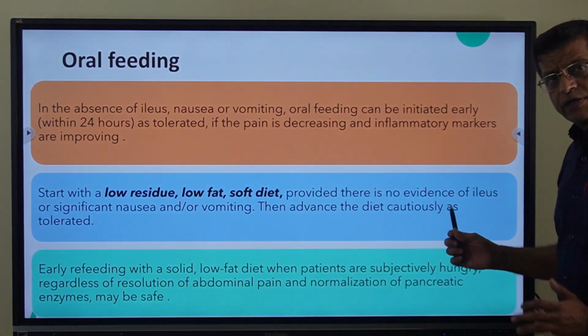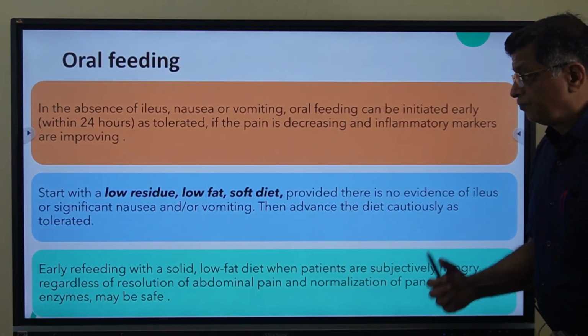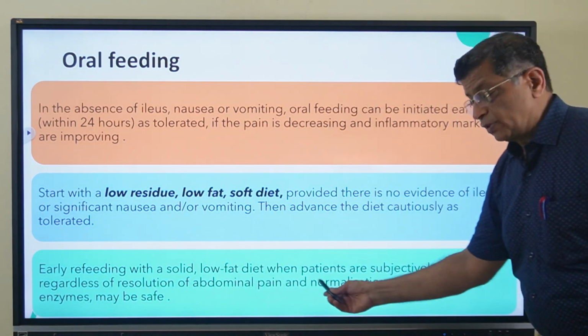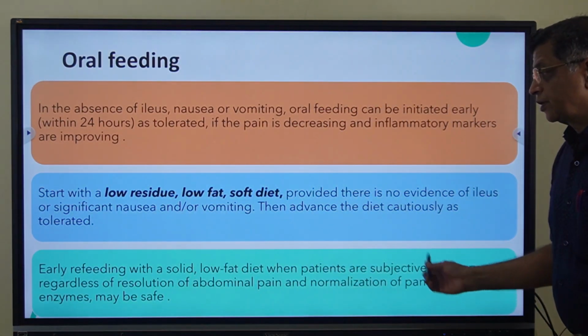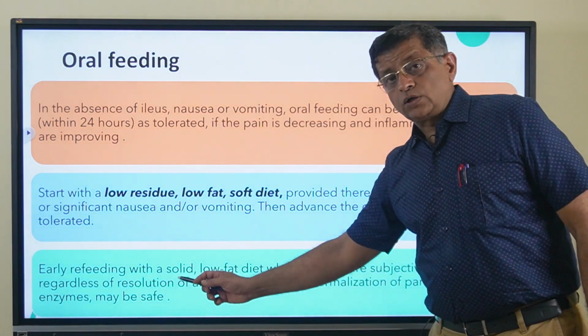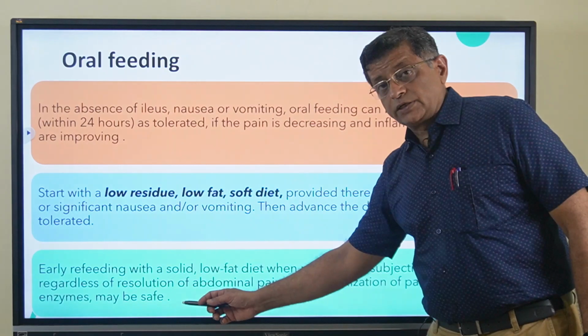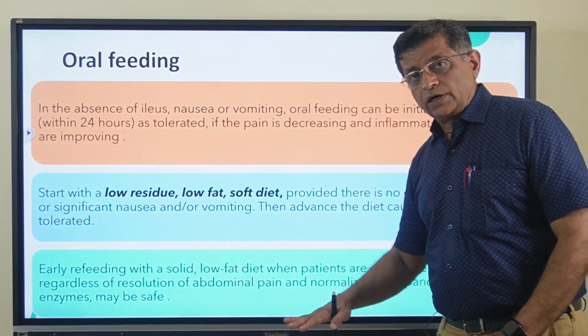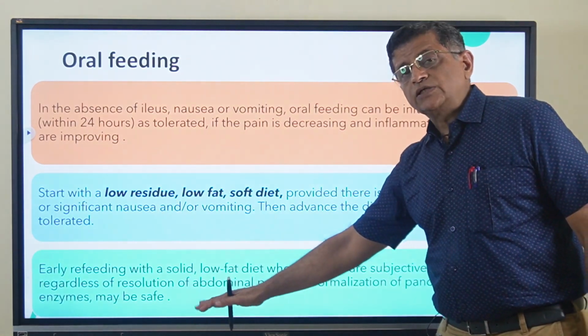Early refeeding with solid low fat diet when the patients are subjectively hungry. There are patients with mild pancreatitis who feel that they are hungry, so they can be started on oral diet regardless of resolution of abdominal pain and normalization of pancreatic enzymes. So even if the enzymes are not normalized or the pain has not totally subsided, if the patient is subjectively feeling hungry and comes in the category of mild pancreatitis, we can start oral feeds.